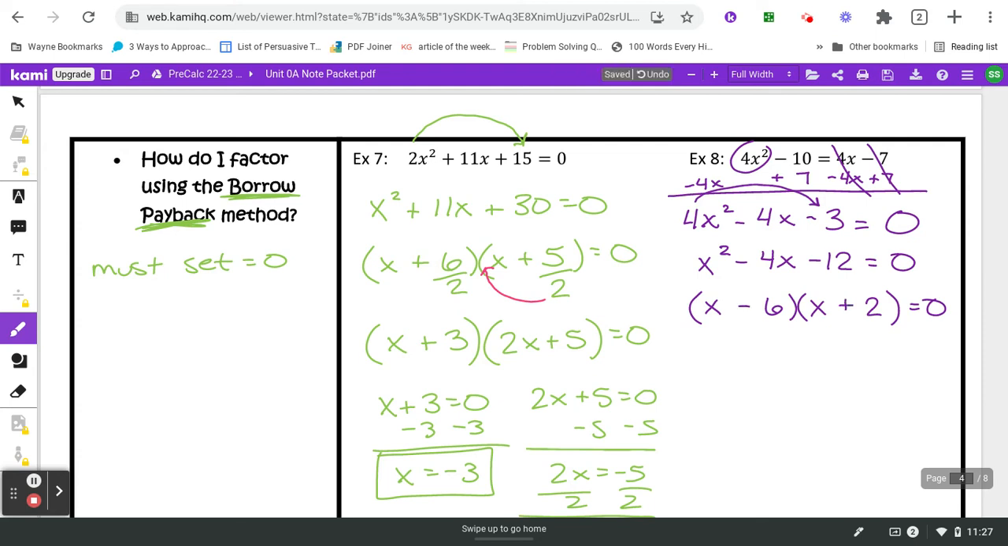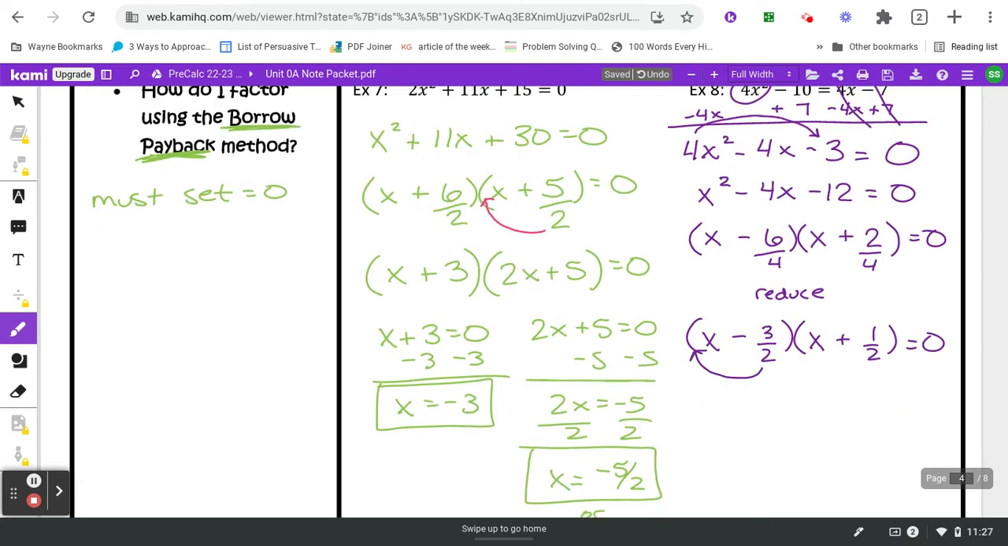And now we get to pay back. So when we pay back, we borrowed the 4, we're going to pay back a 4. Here's a special case. Here you want to reduce. Because you have fractions that could be reduced, you want to reduce it. So that ends up being 3 over 2 and 1 over 2.